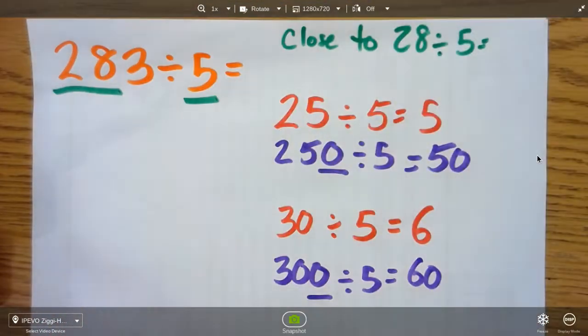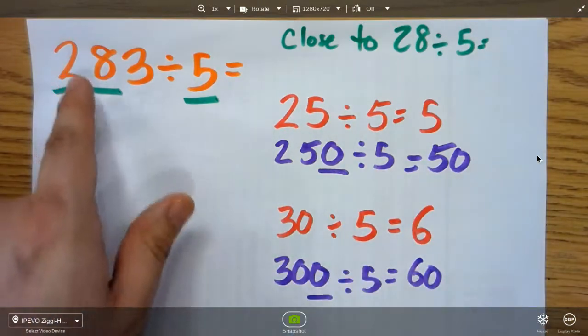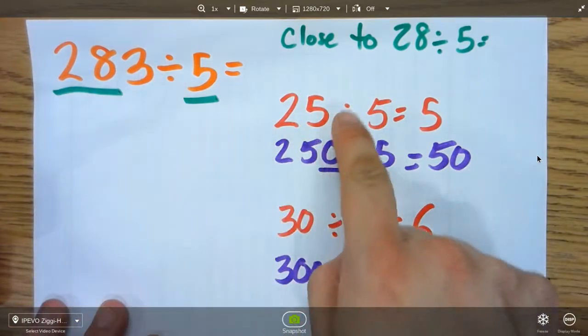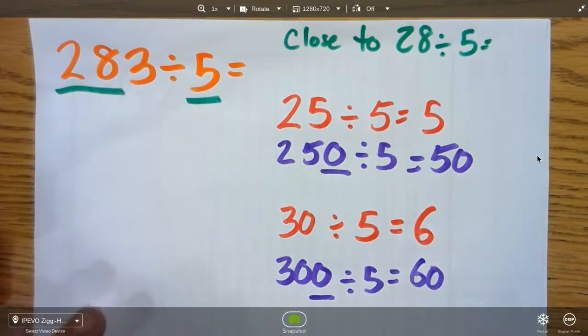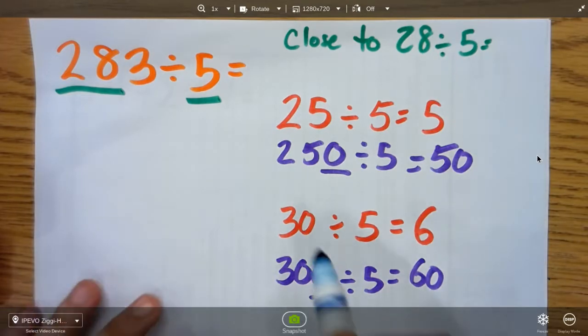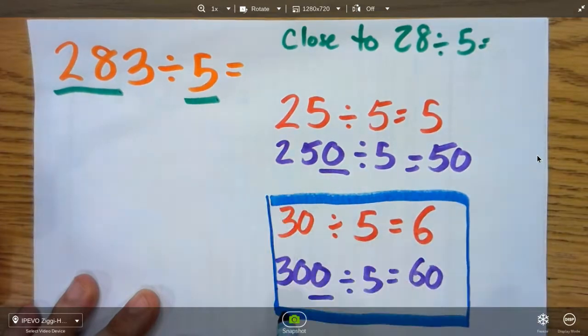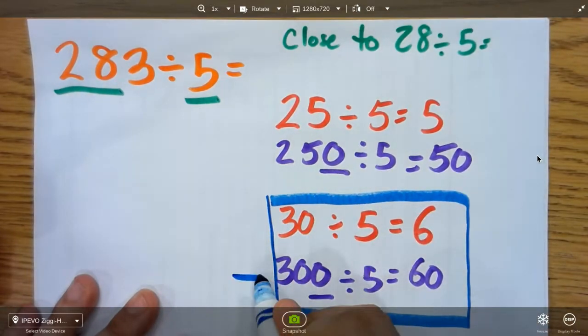Now you'll notice that's exactly what we did in the last example. I'm just organizing this a little bit differently. It's a little quicker for me to do the math out and to structure it. And when I look, by the way, at 283, if I look at 28, let's say, is that closer to 25 or 30? Well, I know that 28 is closer to 30 than it is to 25. So 283 is going to end up being closer to 300. So that's going to tell me that my estimate is going to be pretty close to 60. My estimated quotient is going to be pretty close to 60.